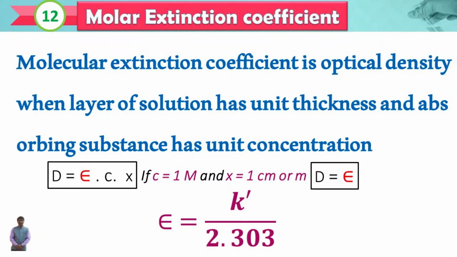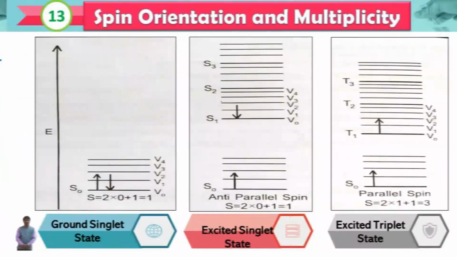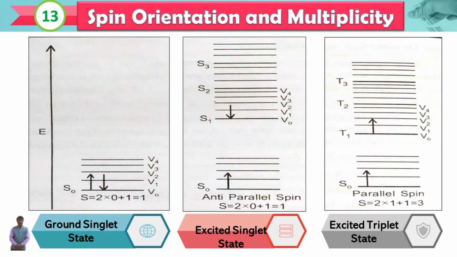Molar extinction coefficient. Molecular extinction coefficient is the optical density when the layer of solution has unit thickness and the absorbing substance has unit concentration. Spin orientation and multiplicity.